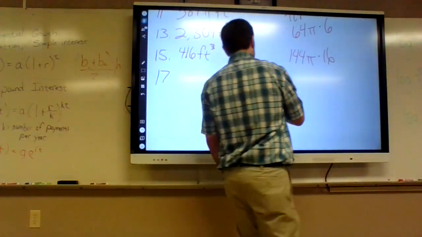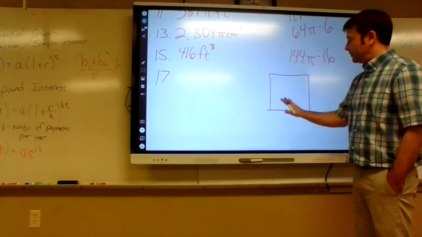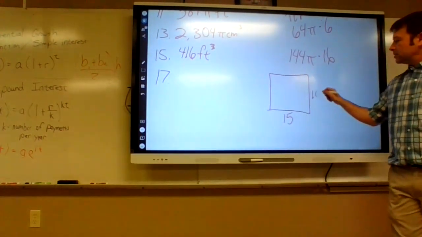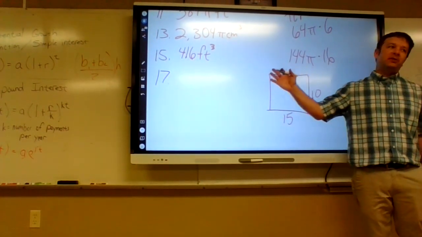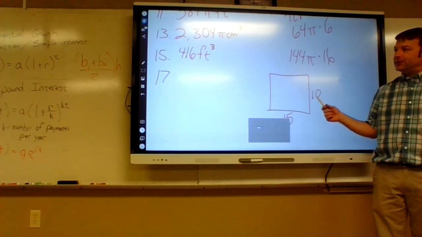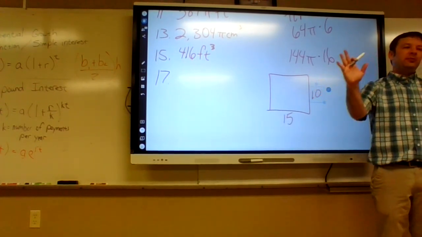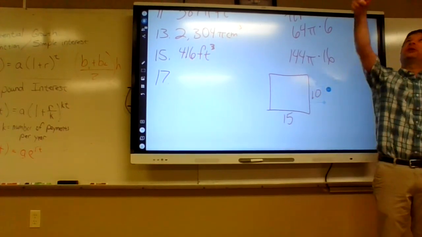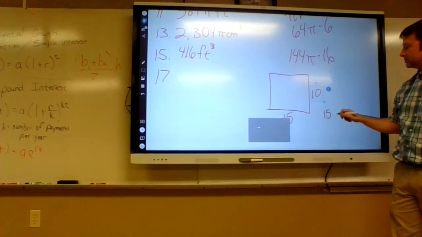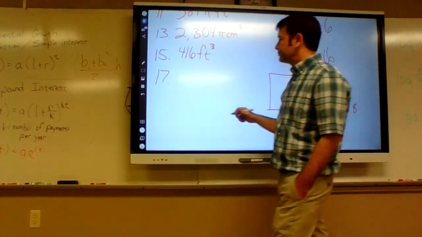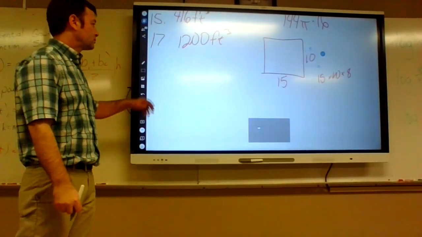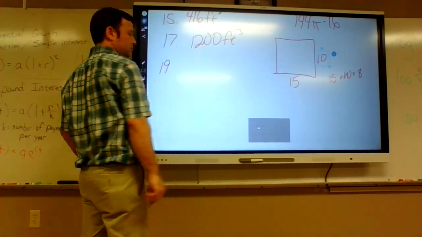So they're saying the floor of the bedroom is, was it 15 and 8? 15 and 10? 15 and 10. If they say 15 by 10, that's a rectangle. Obviously most rooms are rectangles, right? So the area of the base is 15 times 10, 150. The height of the bedroom is 8 feet. That's probably about right. 150 times 8 is 1200.